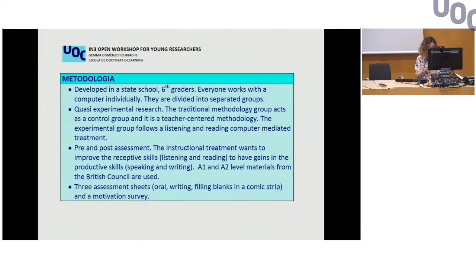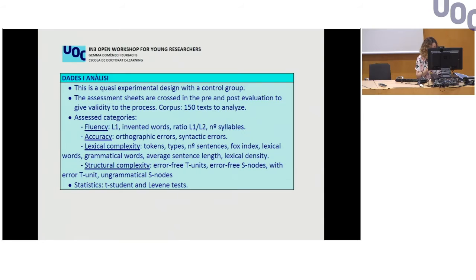So the instruments are similar. They have the same questions, but the images and the elements that they have to use to make the oral or written productions are different. So it's a similar assessment sheet, but not exactly the same. So it gives validity to the process. This is a quasi-experimental design with a control group. The assessment sheets are crossed, as I said before, in the pre and post evaluation to give validity to the process. The corpus is 150 texts to analyze for the pretest, and 100 more texts to analyze for the posttest.